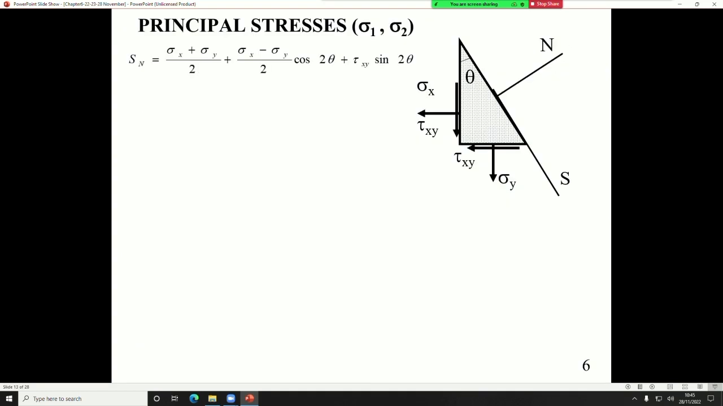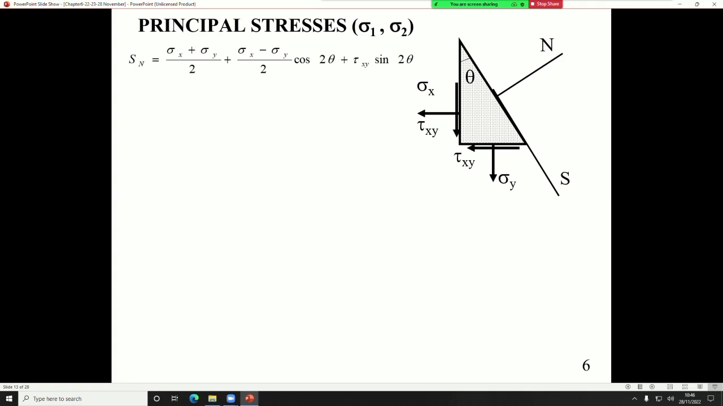Slide number six, principal stresses. As I said, using this equation you can find the normal stress acting on any plane passing through this point with the angle of theta. So if I change theta between 0 and 180 degrees, I end up with numerous values of Sn.